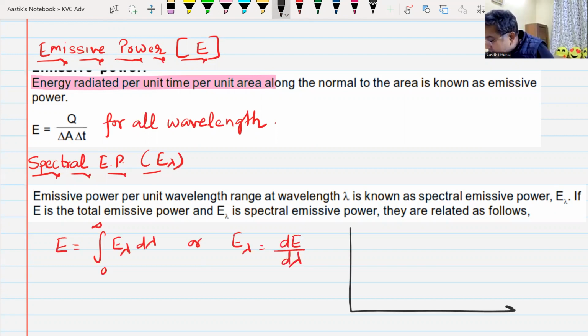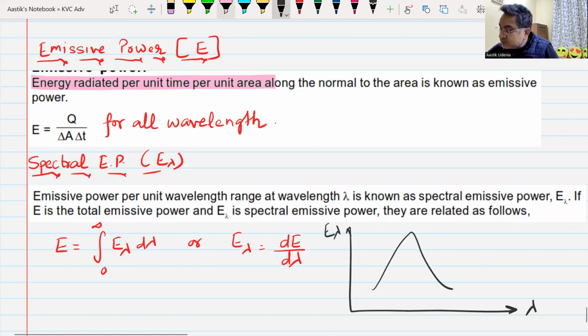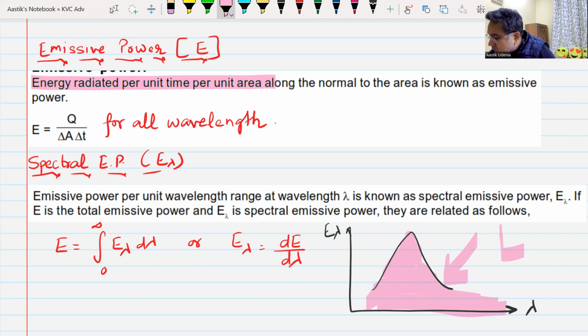Are you understanding what I'm doing here? If I draw a graph between lambda and E lambda, the area under this graph will be equal to the total emissive power. Do we understand this? Or is this going above our head? Do we understand this?